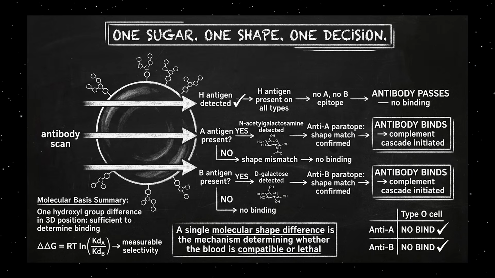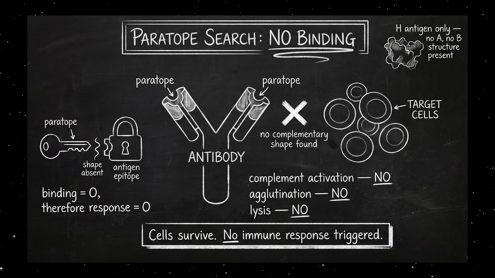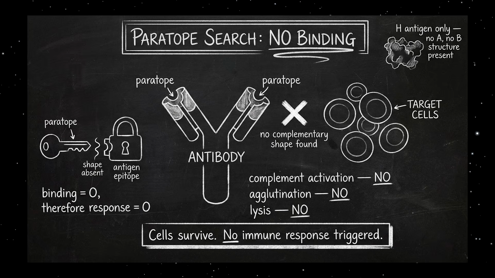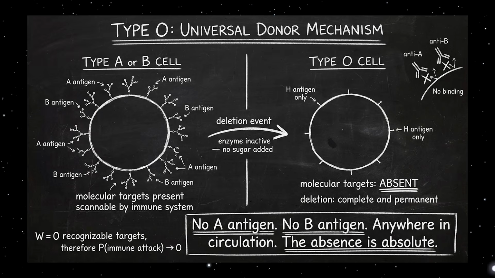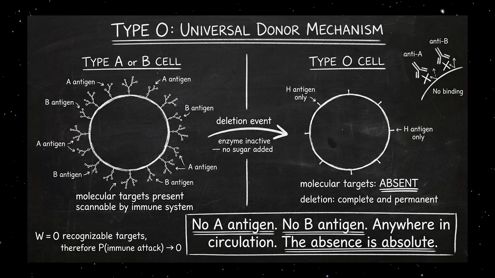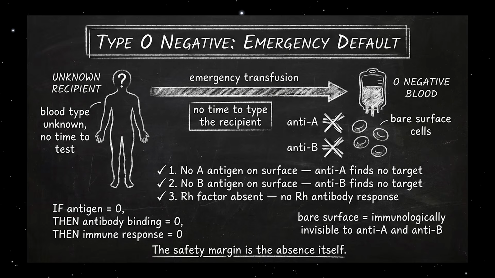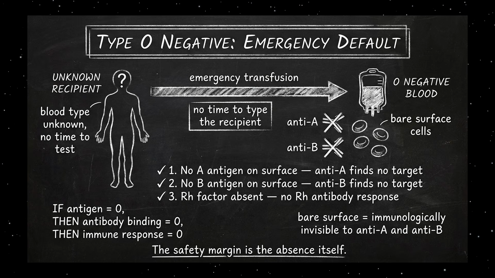The antibodies find the H antigen but no A sugar, no B sugar. The paratope searches for the three-dimensional shape it was built to recognize. The shape is absent: no binding, no complement activation, no agglutination, no lysis. The cells survive. Universal donor status works because the deletion removed the molecular targets the immune system scans for. The removal is complete and permanent. No type O cell, anywhere in the circulation, carries any A or B antigen. The absence is absolute. The safety margin the absence creates is why type O negative blood is the emergency default when there is no time to type the recipient.